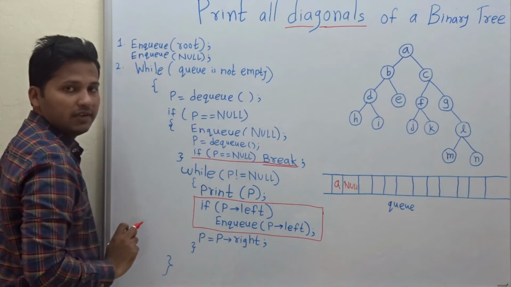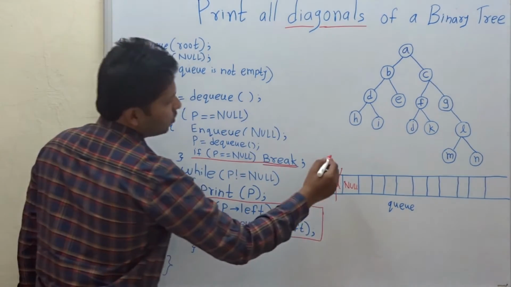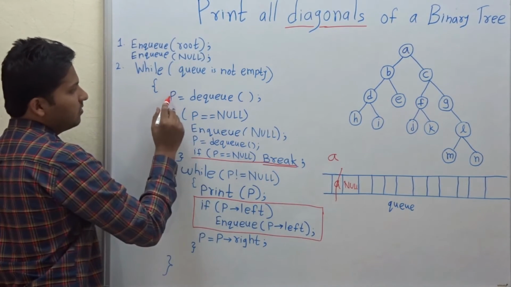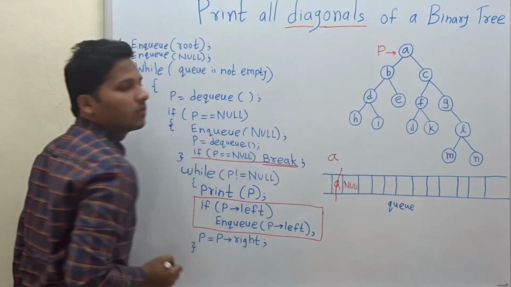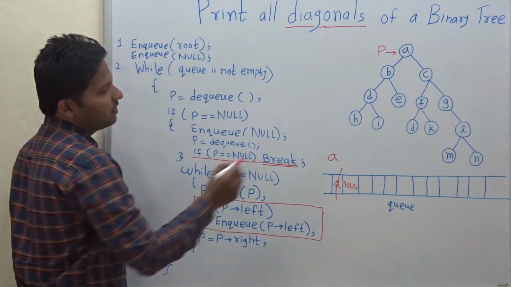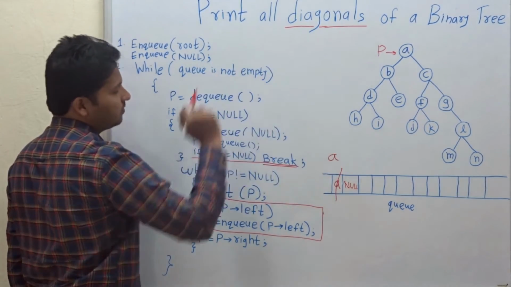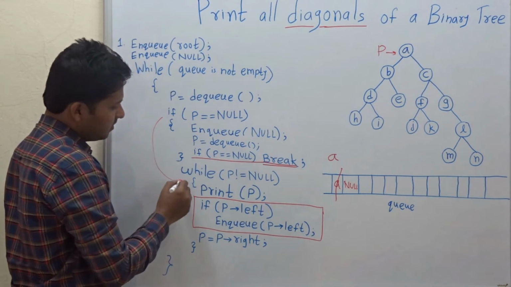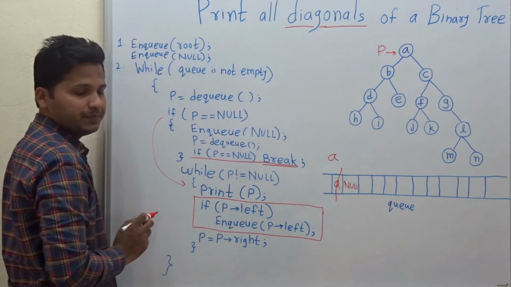P is equal to DQ. So we have to DQ from the Q. We get A when we DQ, so pointer P will point to A. Now if P equal to null, which is not the case here because P is pointing to a node, that is A, we go to the next block of code, that is a while loop.